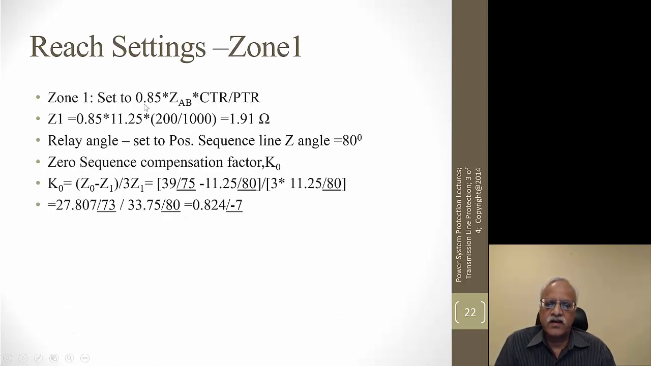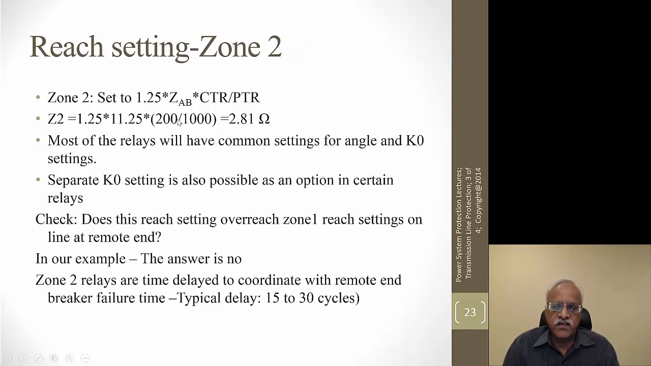Zone 1 is set to 85% of this. Again, the relay is set on the secondary side of the instrument transformers, so you have to account for the conversion of the primary impedance to the secondary impedance. And the zero sequence compensation factor also you have to set, because as I said, phase to ground fault measurement uses this zero sequence compensation factor. And the zone 2 reach is set to 125%. If there is some variation in the zero sequence impedance, a K0 setting is also possible as an option in certain relays.